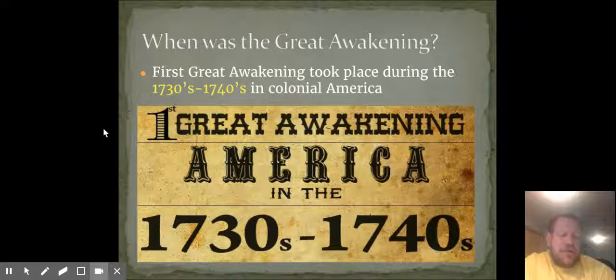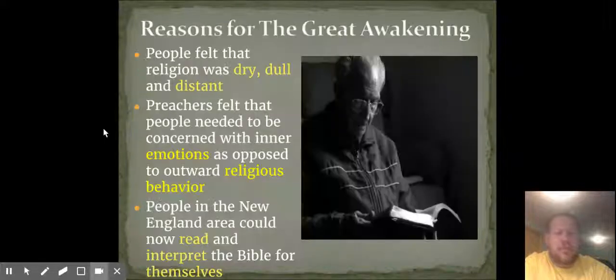This was in the 1730s and 1740s, and we're creeping closer and closer to 1776. So we know this first Great Awakening is this big time when people really started getting religious and going to these big religious revivals.